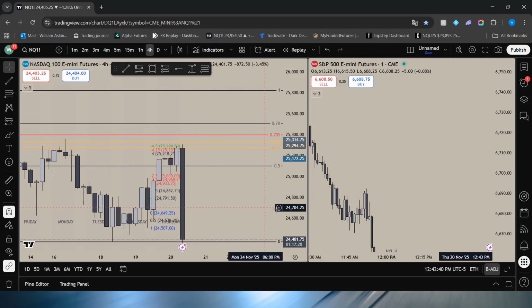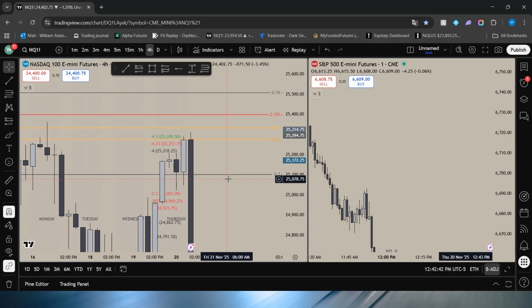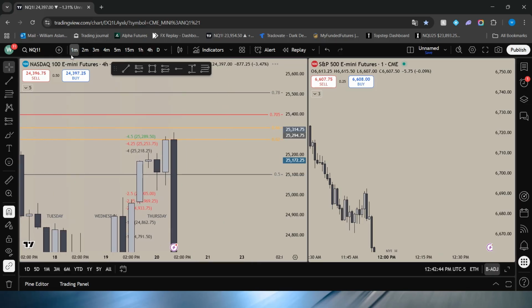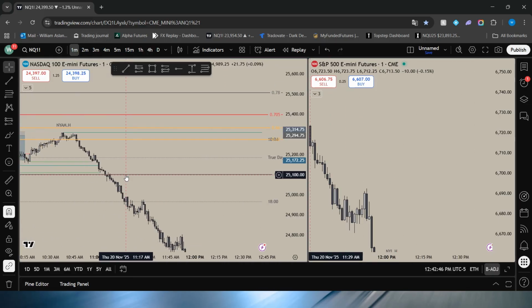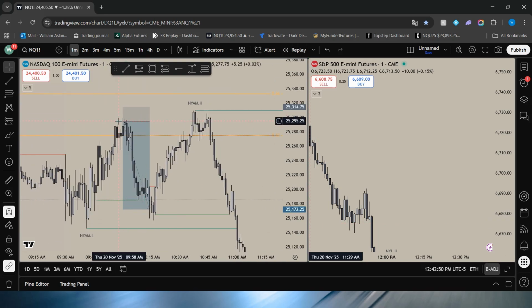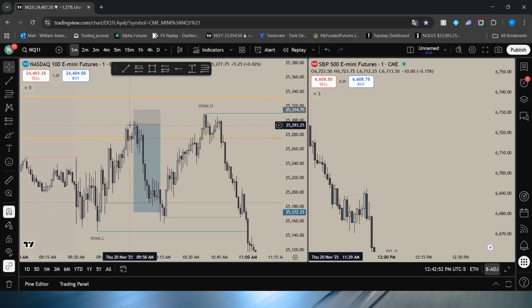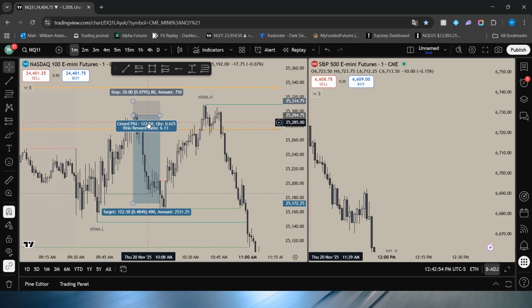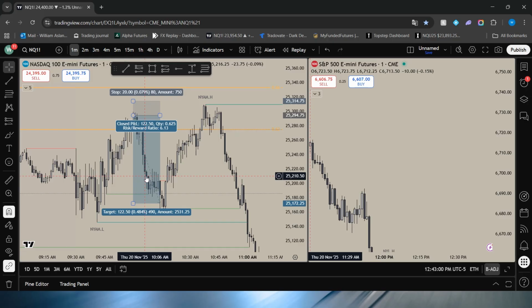And yeah, I basically set a limit, waited, and as you can see here, we got tapped in pretty much like 2 points of drawdown, 20 point stop. This was a 6R trade or 6.1R trade for 122 points.